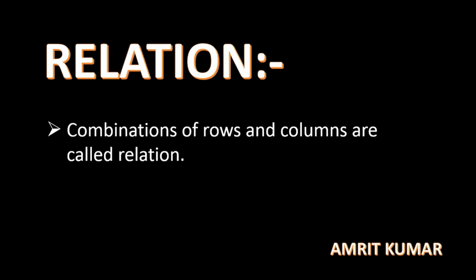So moving on to the next thing, that is the relation. The combination of rows and columns is called relation. Now what do you mean by rows? The horizontal line is called rows and the vertical line is called column. If I give you an example, this is what we call rows and this is what we call column.